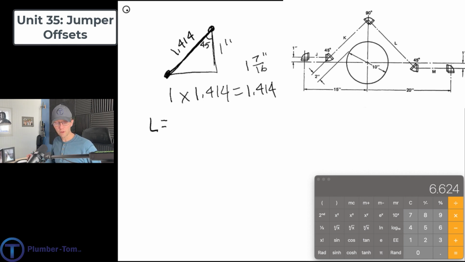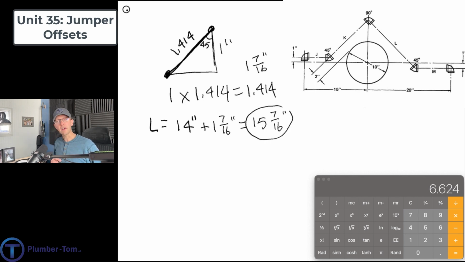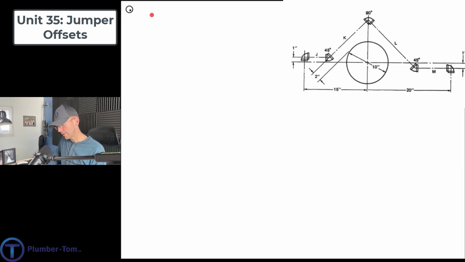So if our measurement from the 90 to the center line of pipe was 14, as we're looking at L, and this time we're going to add 1 7/16, then we get a total of 15 7/16. That's it. That's L. Now let's see if we can figure out J.